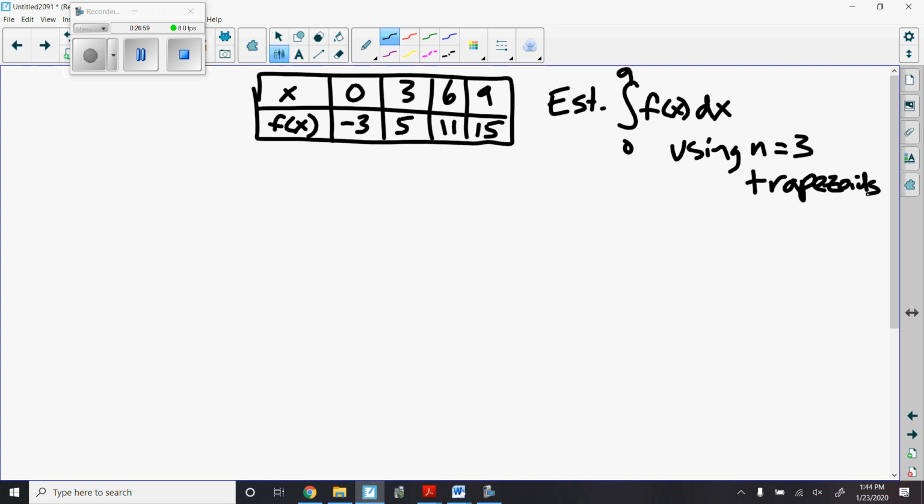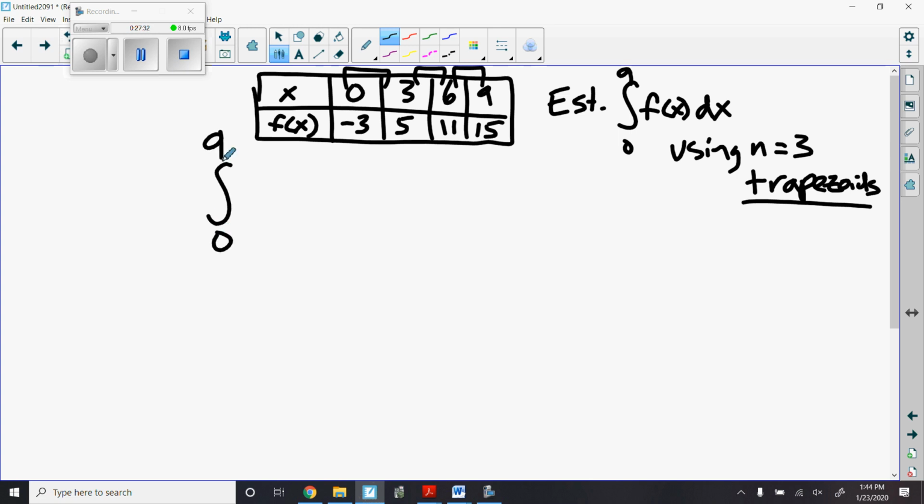Again, a quick b minus a over n: 9 minus 0 is 9, over 3 is 3. So each region spans 3, so my first one goes from 0 to 3, from 3 to 6, and from 6 to 9. But now I'm doing a trapezoidal sum, so I have to take the width times the average of the 2 heights to estimate this. So let's look at what that would look like.